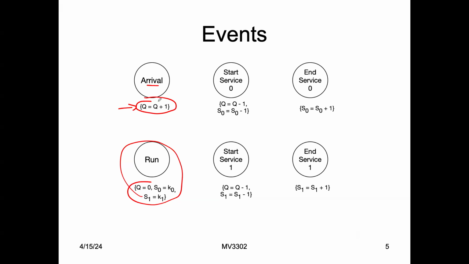Now what are the other ways that the variable queue can be modified? Well, one is when the customer starts service on a type 0 server, and the other is when they start service on a type 1 server. And that's what these are. So I need 2 different events. For queue, you might think maybe I only need 1 event because there's only 1 queue.